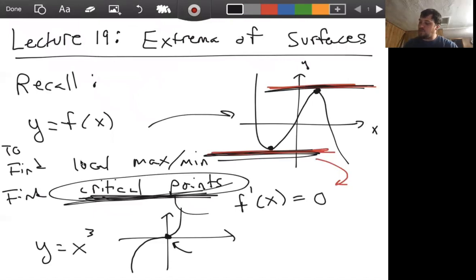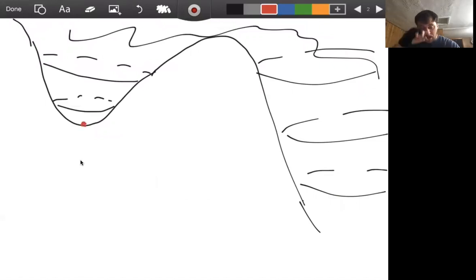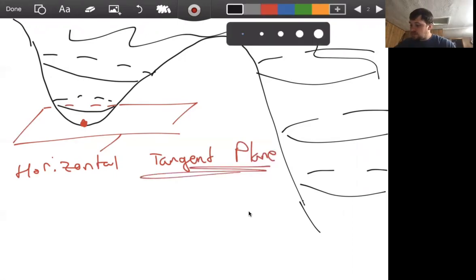But now we need a way of translating horizontal tangent line to the multivariable setting. Well, you notice that pictorially, without any calculus involved, if I was just observing this surface and I say, okay, this point's a maximum, or a minimum, excuse me. What is special about this point? Well, if you take a tangent plane this time and not a tangent line, you get that this is a horizontal tangent plane instead of a tangent line.